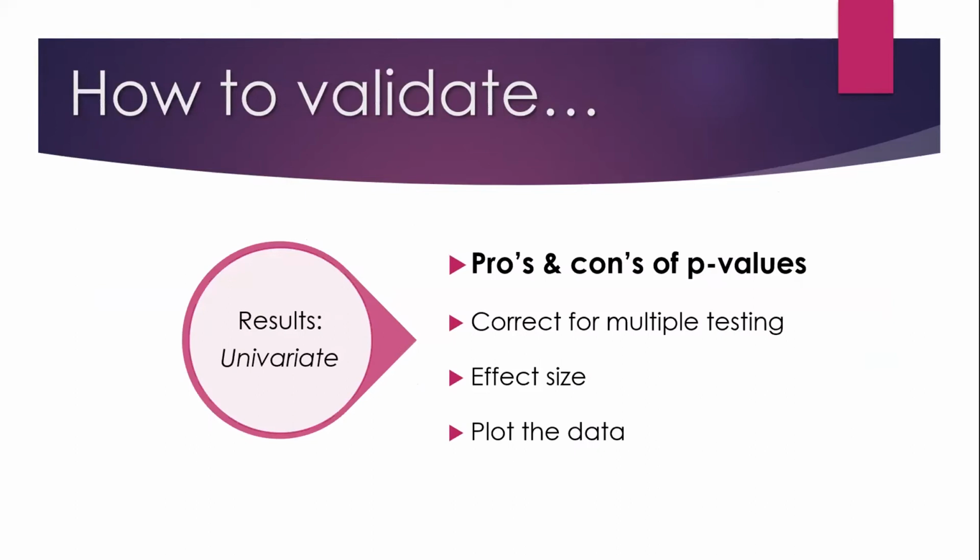Okay, so I'm going to look at this in two ways. I'm going to look at it in the univariate setting and then in the multivariate setting. So in the univariate setting, we're going to look at specifically p-values, their pros and cons and limitations, and then the steps to support p-values. So correcting for multiple testing, effect sizes, and plotting your data.